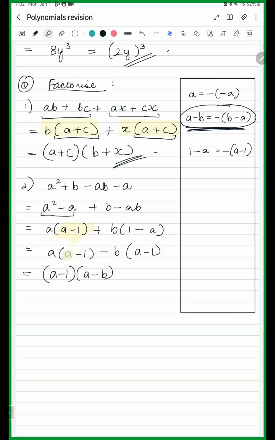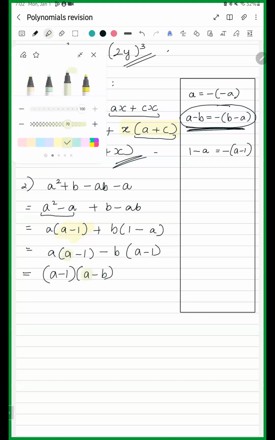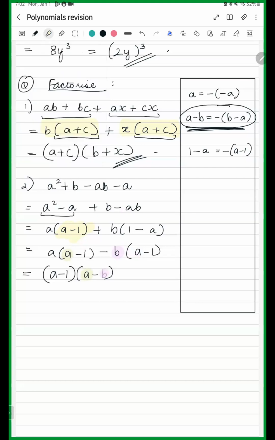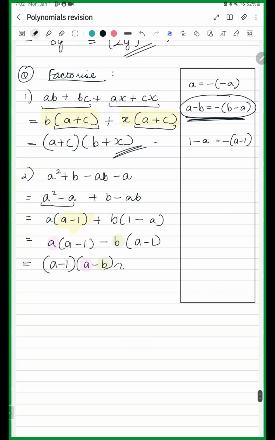This is A and this is B. Okay, so this is the answer.